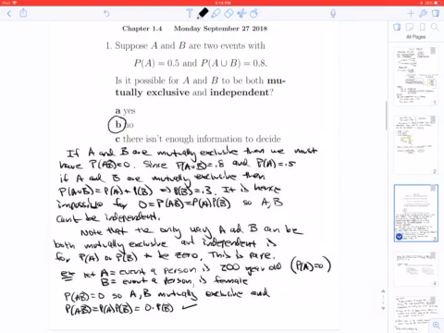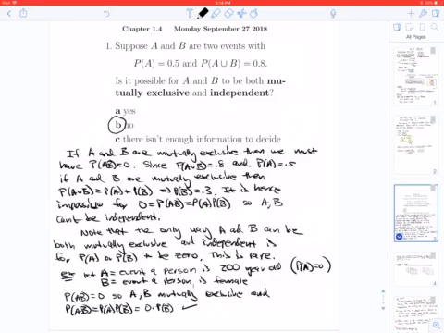Then we did a concept test. Suppose A and B are two events with the probability of A being 0.5 and the probability of A union B being 0.8. Is it possible for A and B to be both mutually exclusive and independent? Well, most of the time the answer is no. In this case, because A union B is greater than 0.5, we know that the probability of B has to be greater than 0.